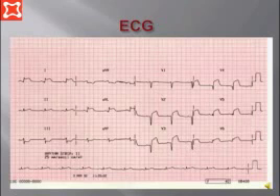This is the ECG that you have reviewed. It demonstrates ST elevation in the anterior chest leads, which are leads V2 to V6. It also demonstrates ST elevation in the lateral limb leads 1 and AVL. Note that there is reciprocal ST depression in the inferior leads 3 and AVF.